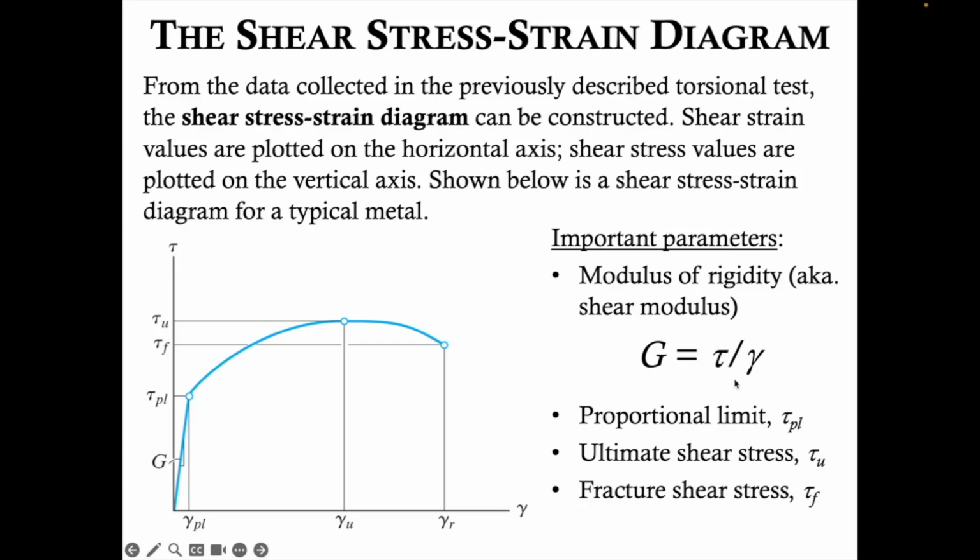The proportional limit is tau sub PL, PL for proportional limit. That would be the point at which the curve becomes non-linear, so at that point there, where we have tau sub PL, the proportional limit corresponding to the shear stress, and gamma sub PL for the shear strain at that point. We also can define the ultimate shear stress, tau sub U, U for ultimate. That would be the maximum shear stress on the graph. And the fracture shear stress would be the stress at fracture, represented by this point here, tau sub F.